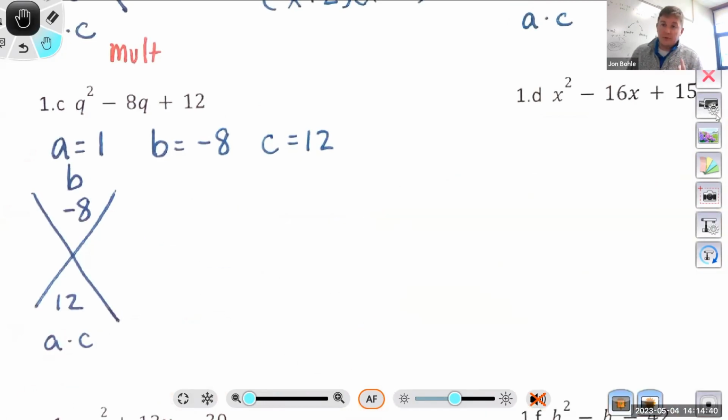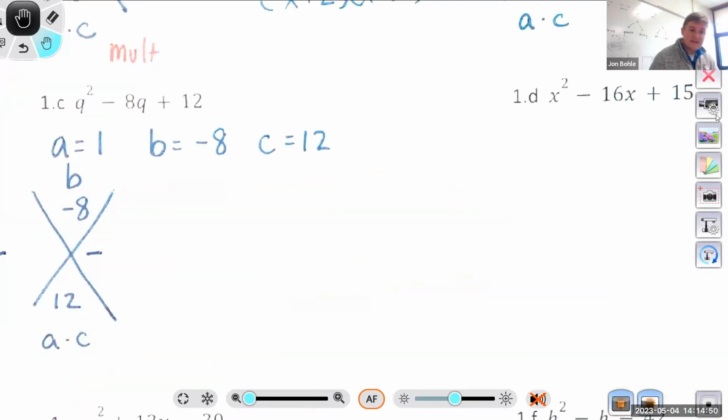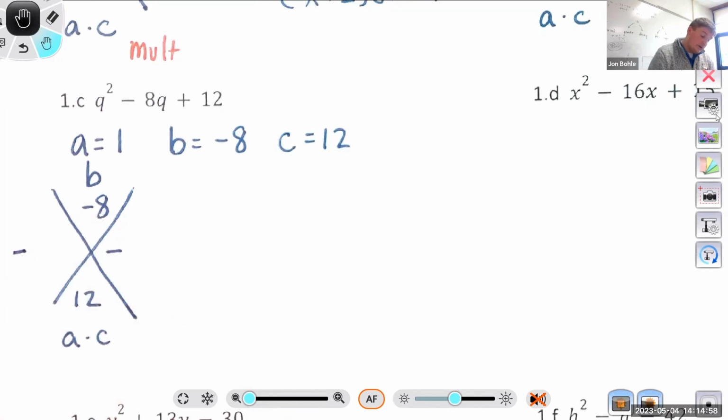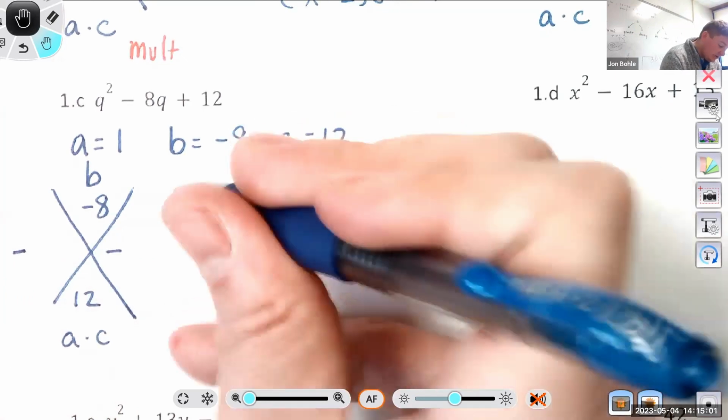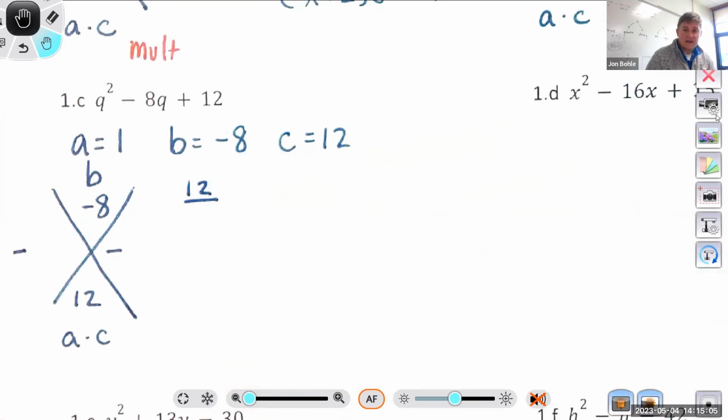Well, there's only 2 ways to multiply to a positive. A positive and a positive, obviously, that's not going to work because that's not going to add to a negative. So the other option, though, will work for us, and that is multiplying 2 negatives together. A negative times a negative is a positive. A negative plus a negative is going to be a negative. So the process is still the same. I need to find numbers that multiply to 12 and add to -8. I just know they're both going to be negative.